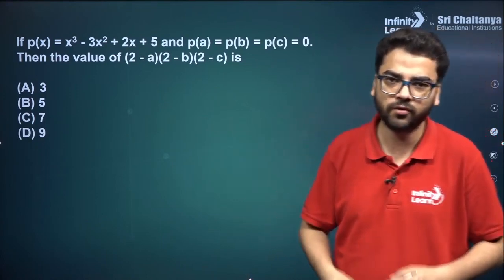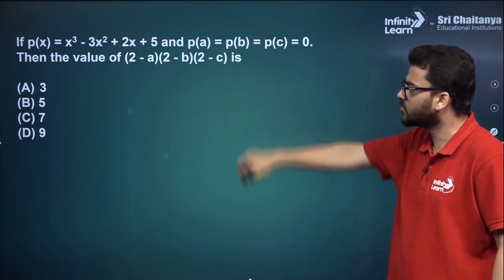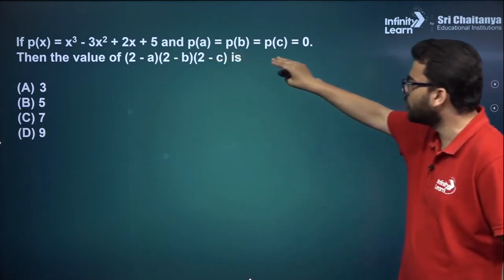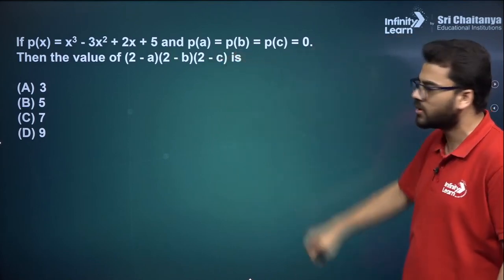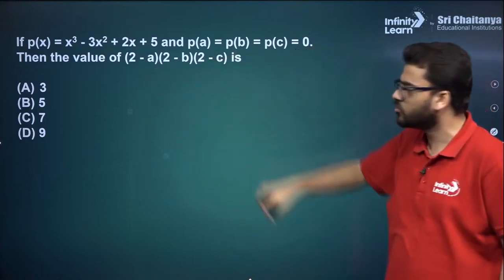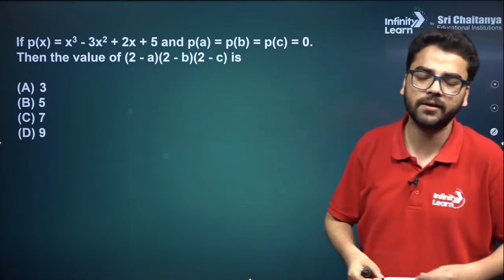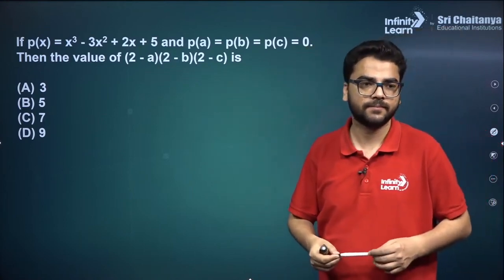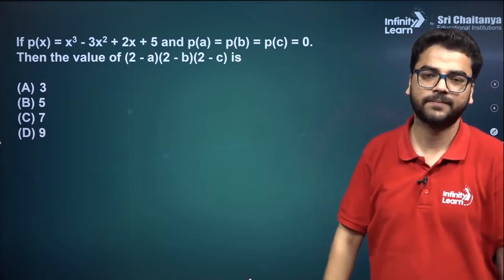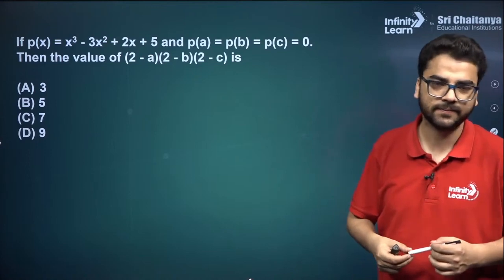It is a good question over here, guys. If p of x is equal to x cube minus 3x square plus 2x plus 5, and it is given that p of a is equal to p of b is equal to p of c is equal to 0, then can you find the value of 2 minus a, 2 minus b, 2 minus c? Try doing this question and let me know the answer, guys.